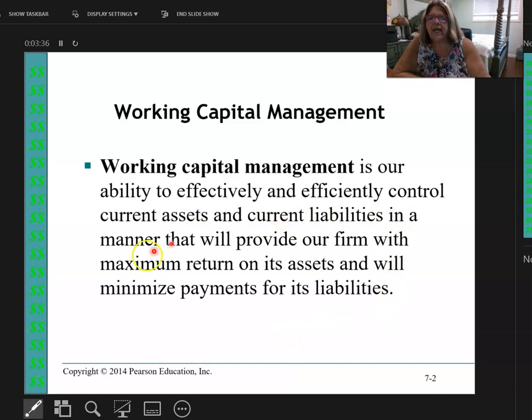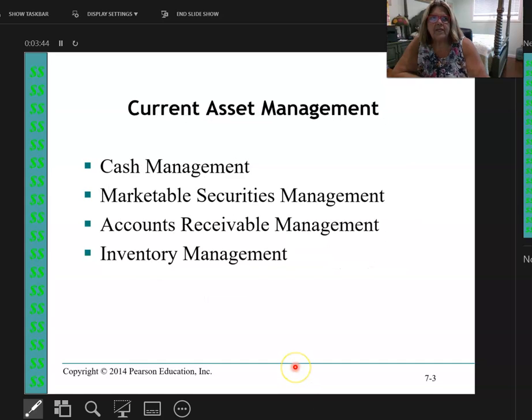So the first thing we're going to actually look at is our assets. And we're going to look at something called current asset management. These are my current assets. Cash is always number one. Marketable securities is when you have excess money and you invest it in short term. And we'll have a slide for each of these.